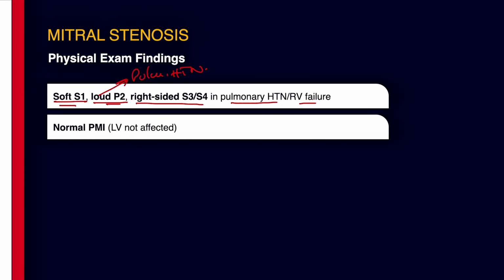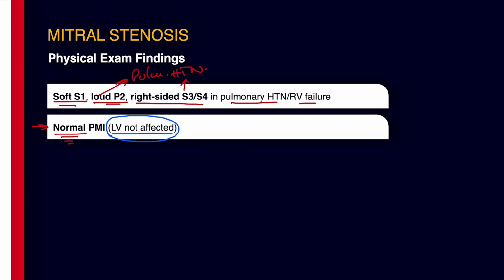The point of maximal impulse will be normal in mitral stenosis, okay? There's no left ventricle volume overload or dilation or anything like that. Left ventricle is normal, just not receiving enough blood. And here is a great Step 1 detail.